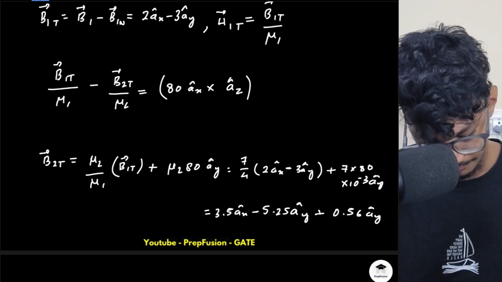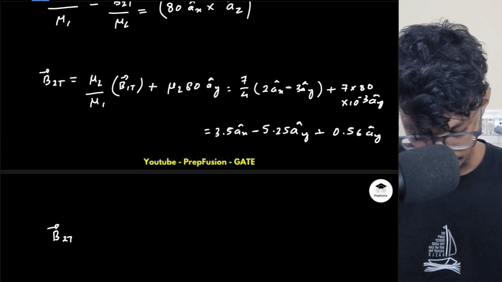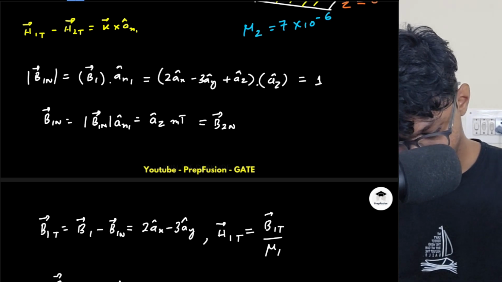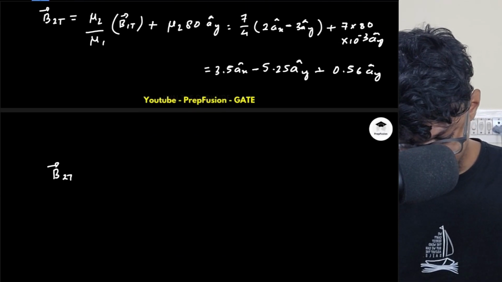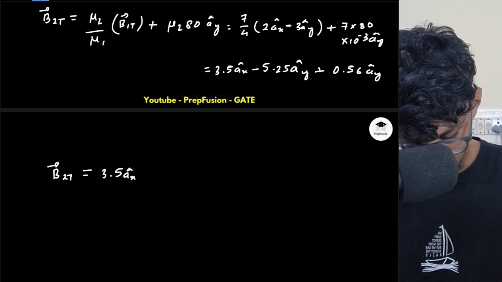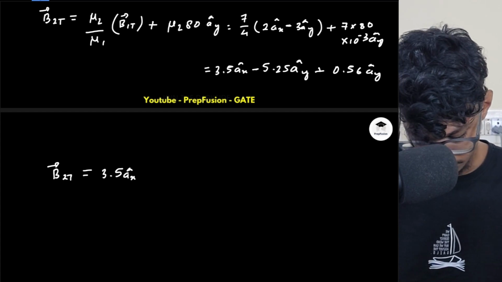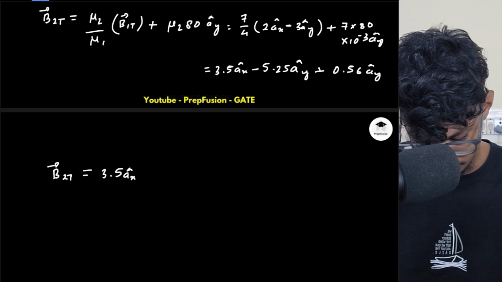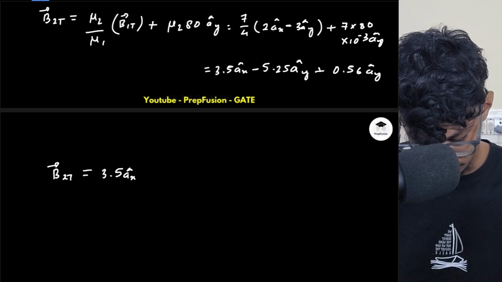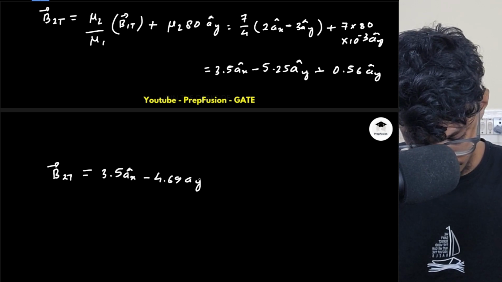AY cap. So overall, remember this is in millitesla, so that's how you have to be careful with the units as well. I'll just keep it as millitesla only. I'll not change anything. So this one will be 3.5 AX plus 0.56, 1.12. This is minus 4.69 AY cap.